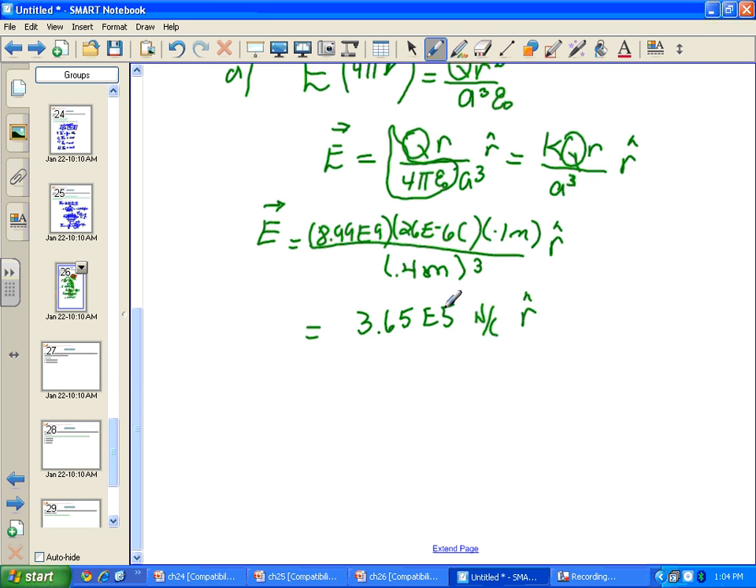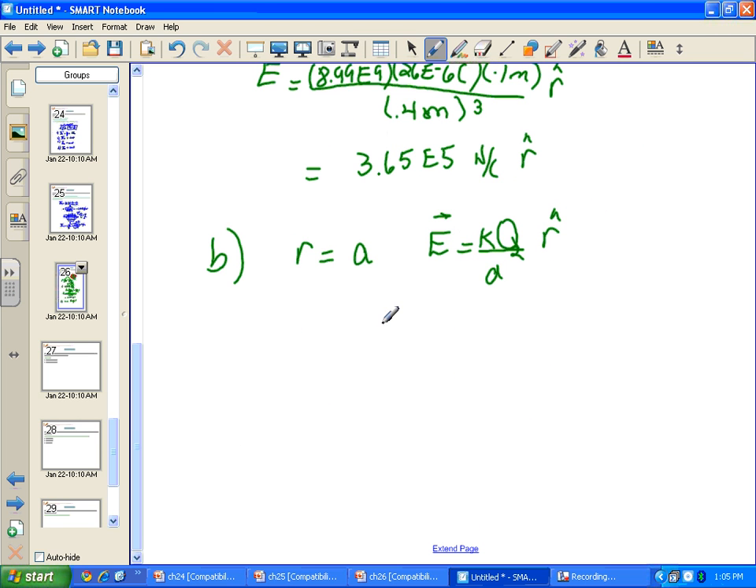Now, in part B, we are asked to determine the electric field at the position r equals A. Well, when we look at this expression here, when r is equal to A, E is equal to, let's use this expression right here, KQ, R equals A, the A here cancels one of the denominator, and so the expression becomes KQ over A squared R hat.